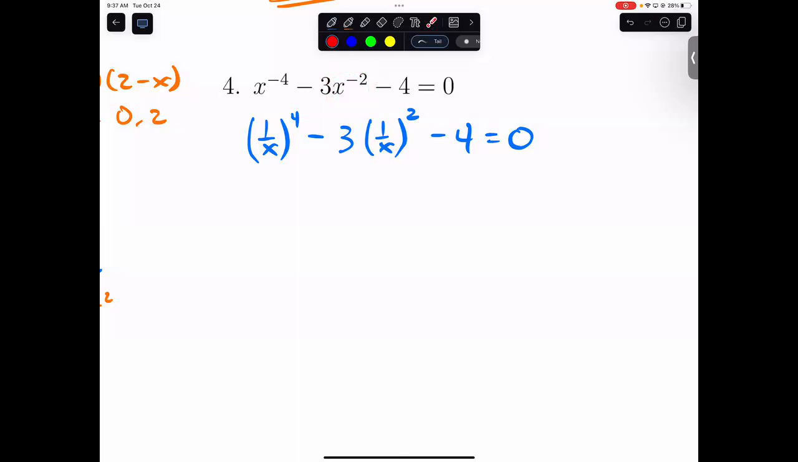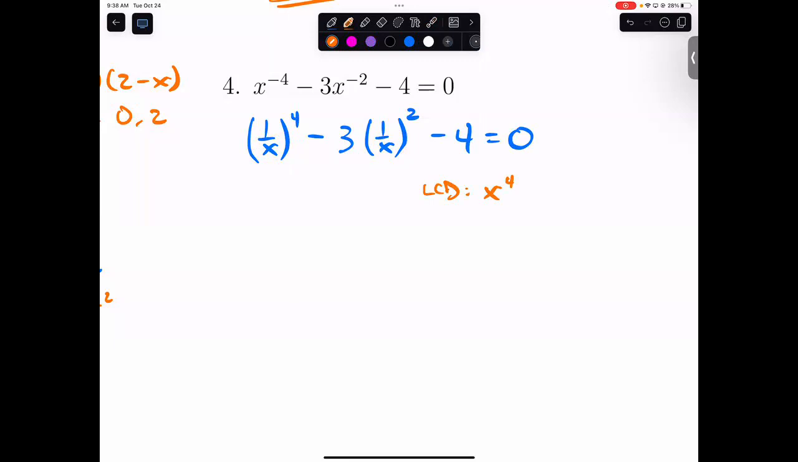There are actually a couple of ways you can approach this. We can do the same thing that we've been doing, right? What would the least common denominator be for x to the 4th and x squared? X to the 4th.